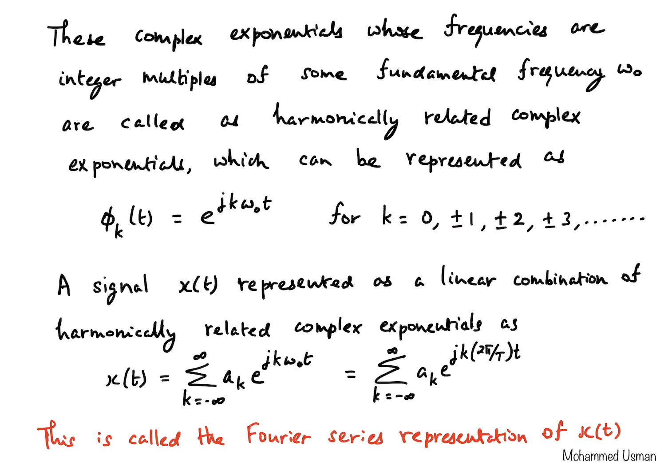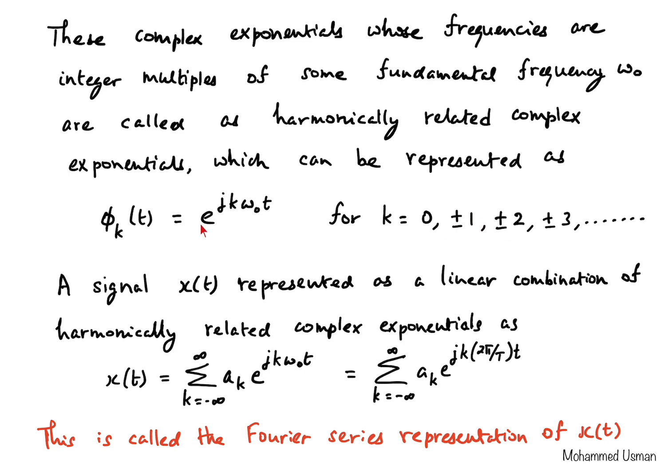When k is 1, it will be e power j 1 omega naught t, which is e power j omega naught t. And when it is 2, it will be e power j 2 omega naught t. And for 3, it is e power j 3 omega naught t. And correspondingly, we'll have the negative integers as well.